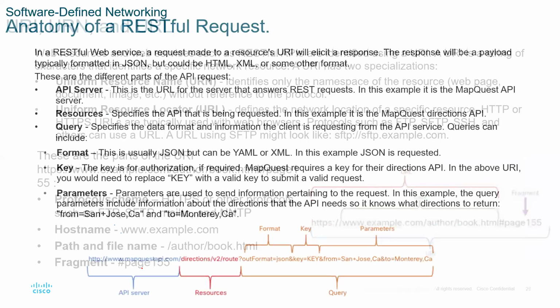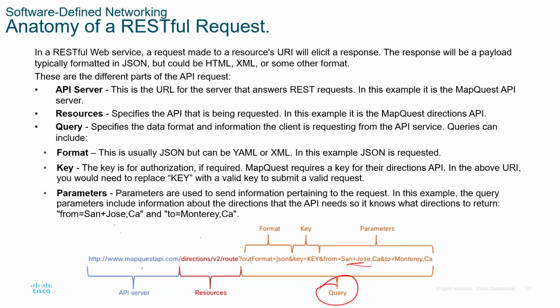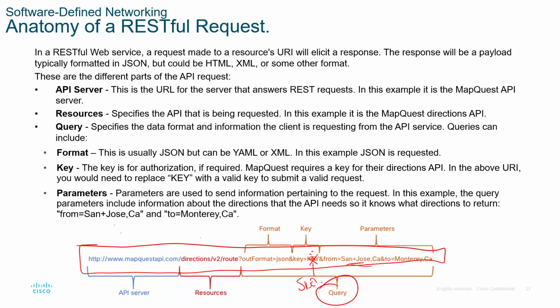And this is as well a typical exam question. You are given this API request. What is the format? What is the key? The key is a set of characters, you see the key like this. What are the parameters? What are the resources? And what is the API server? That is a typical exam question. So you need to know the format of an API RESTful request.